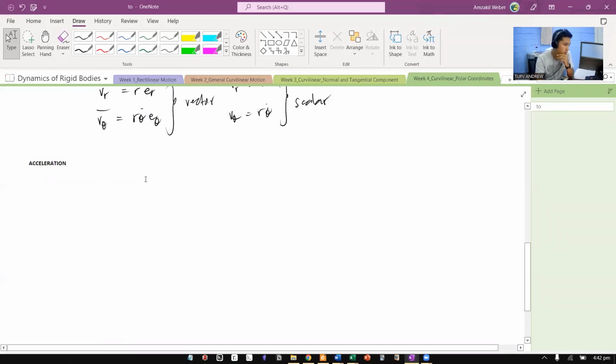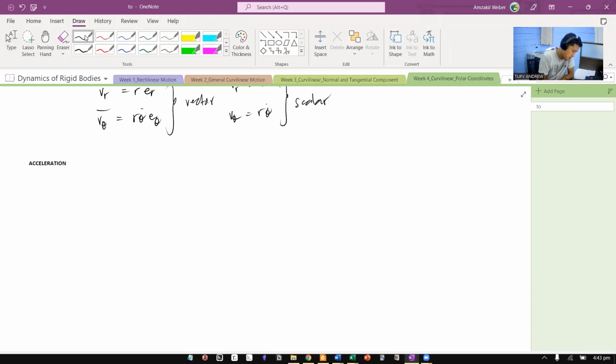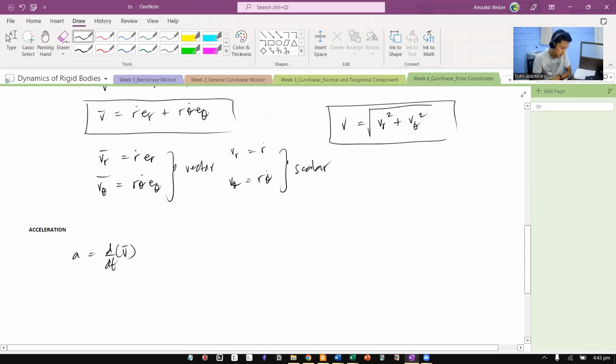So if none, let's continue deriving the acceleration. By definition, acceleration is the time derivative of velocity. So acceleration is equal to the time derivative of velocity. We have velocity, which is as above, in terms of r. So if we derive this one and simplify the terms, we get the equation for acceleration.